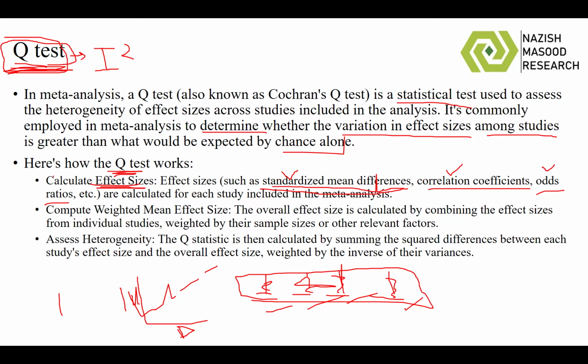So it depends on the study. And then you compute the weighted mean effect. What does that mean? So if there are four studies, you compute their overall effect size, and then you assess the heterogeneity. You calculate the Q statistic.